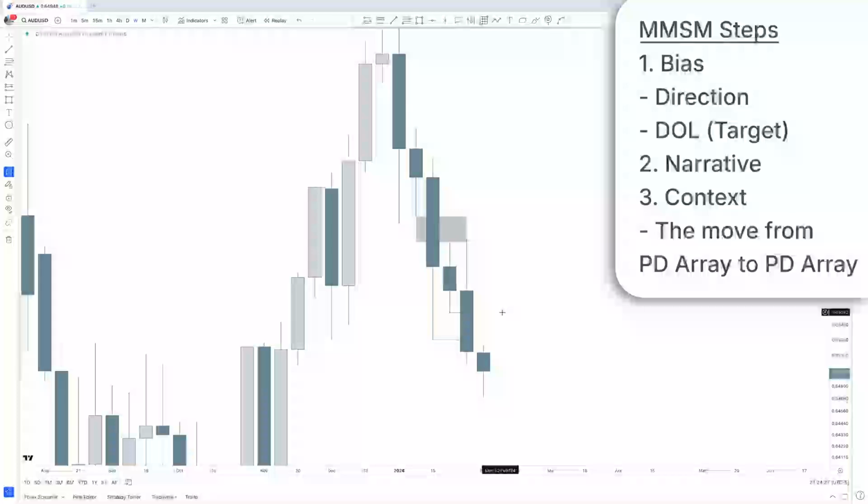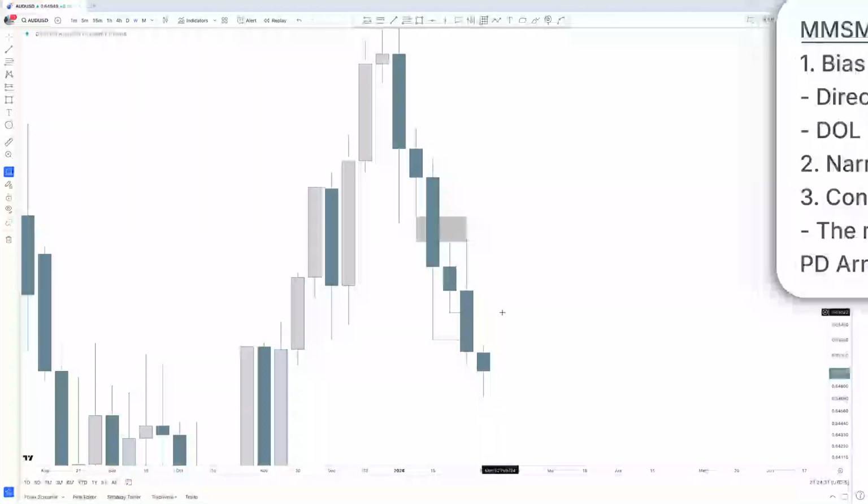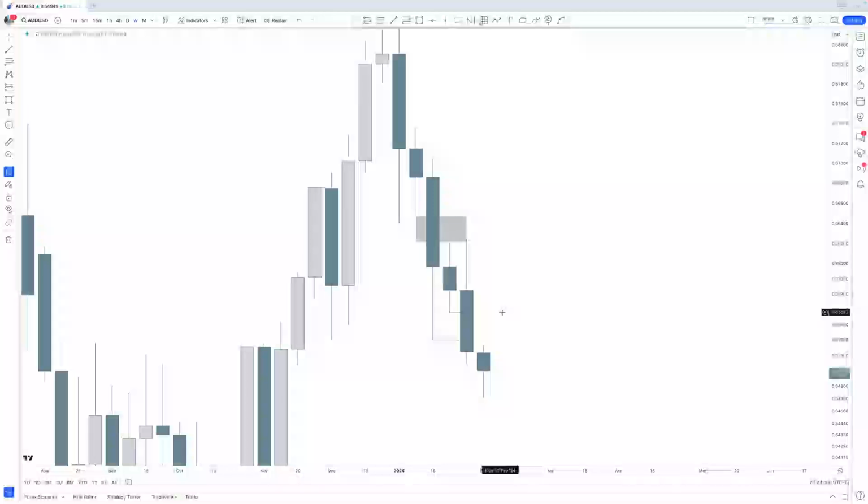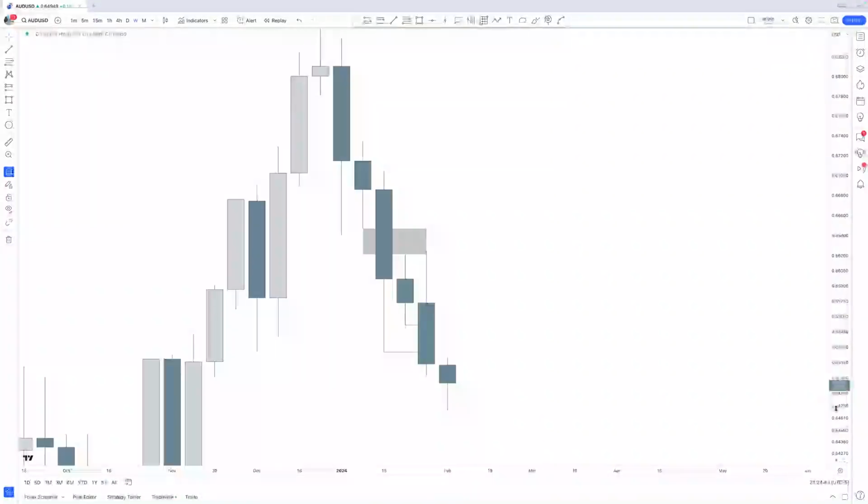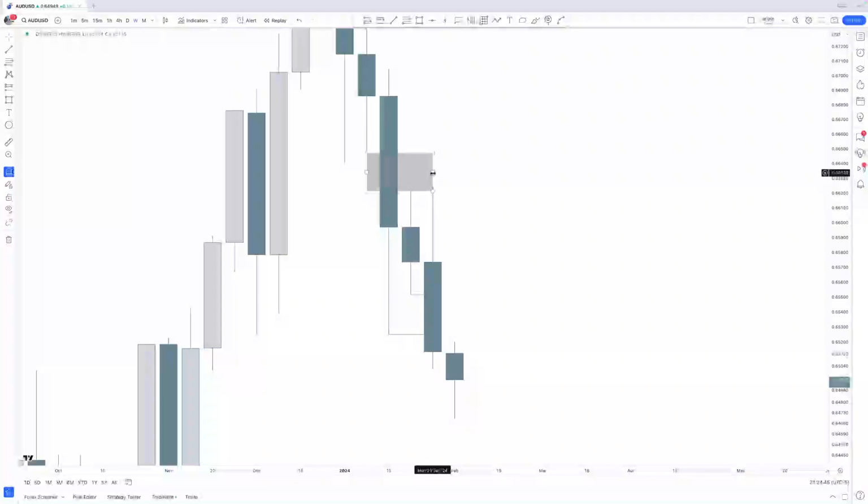Context is the move from PD array to PD array. It's the first PD array to the next first PD array. What do I mean by that? Well, here we had narrative. And the narrative was that we are going to continue lower from this premium array, that weekly fair value gap right there. That is a premium array, right? That fair value gap. Whenever we reach that premium array, when we are going to continue lower, it will seek discount arrays.